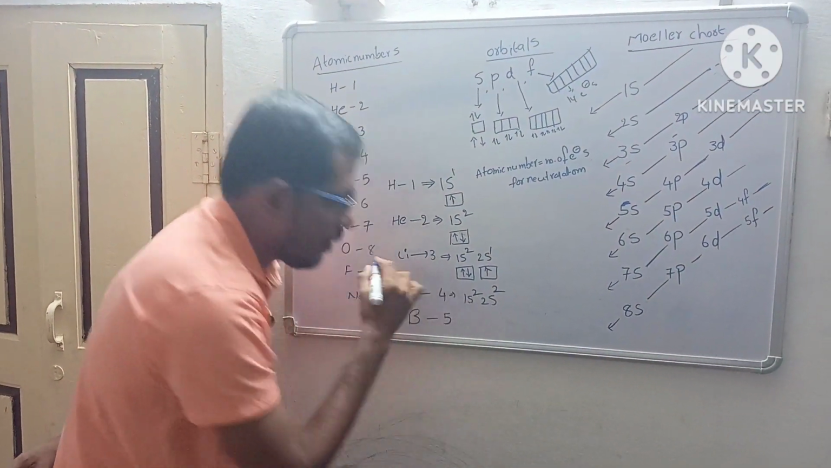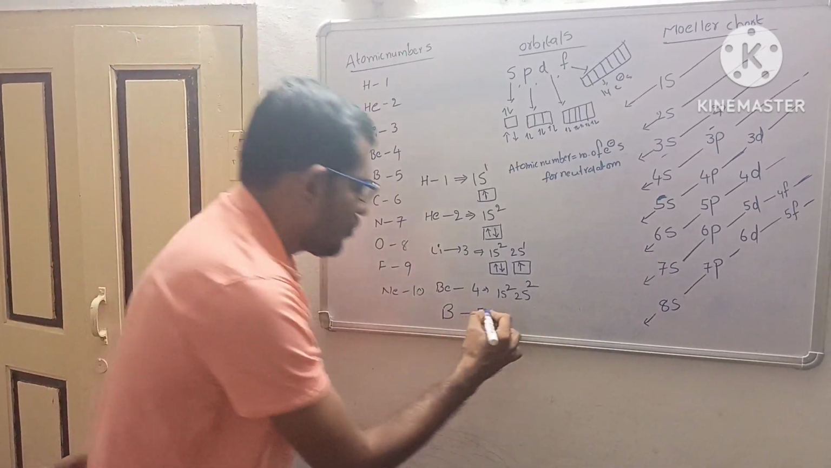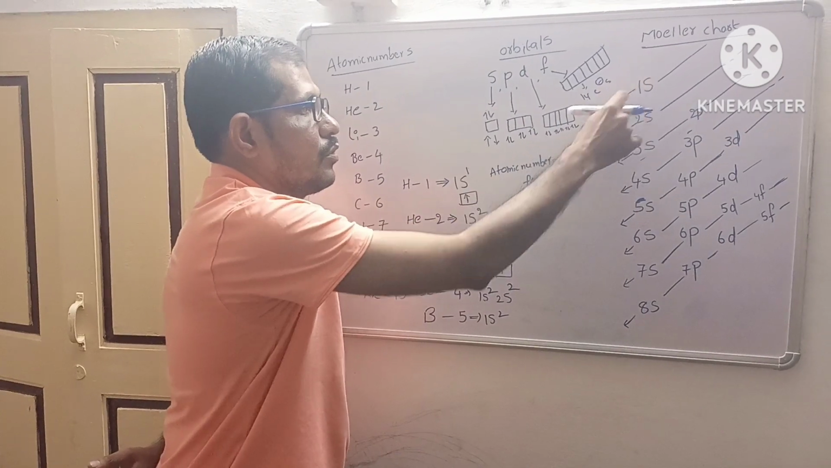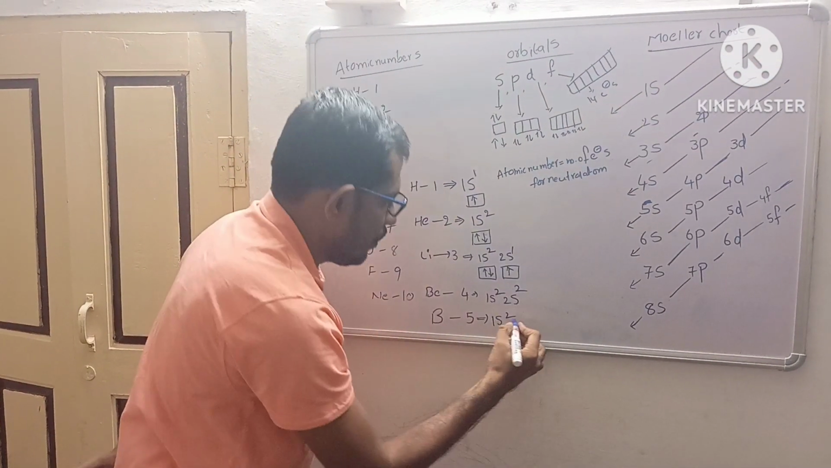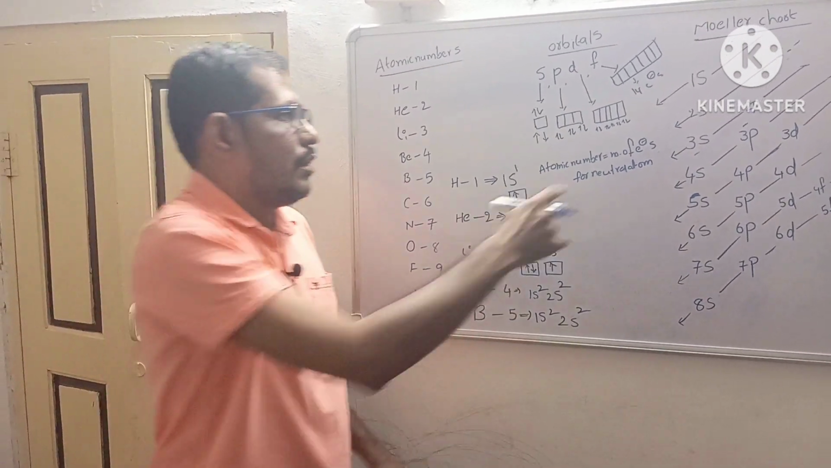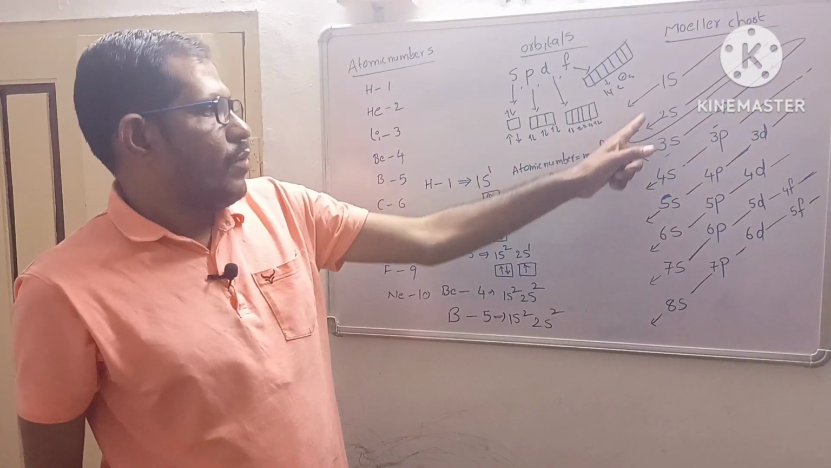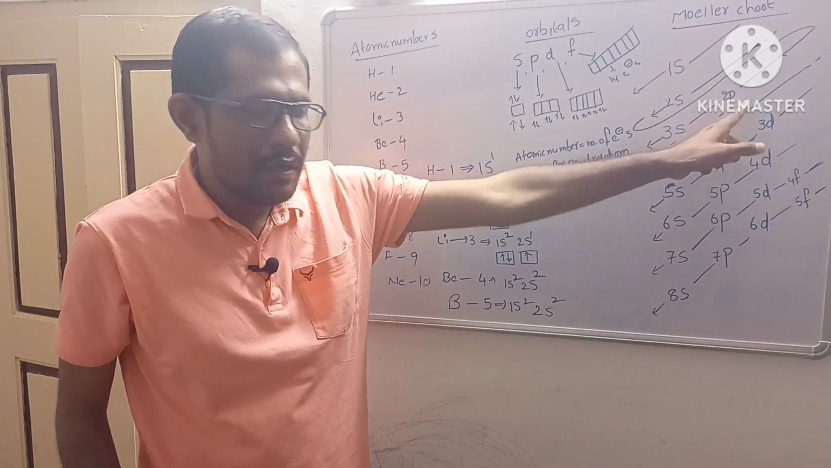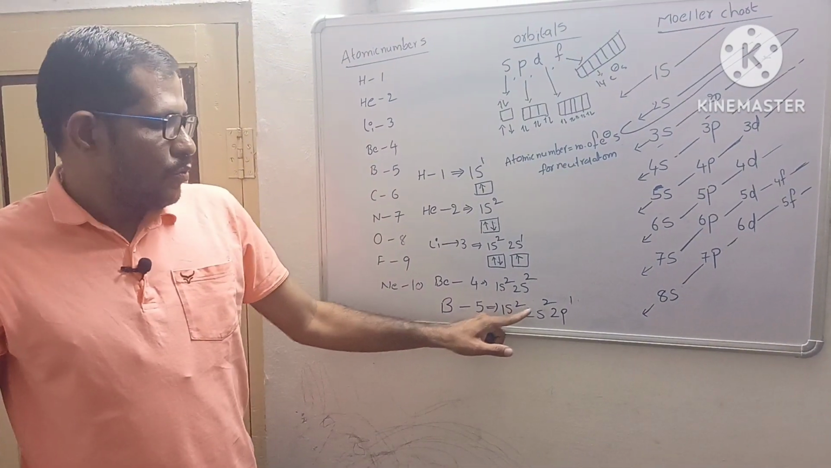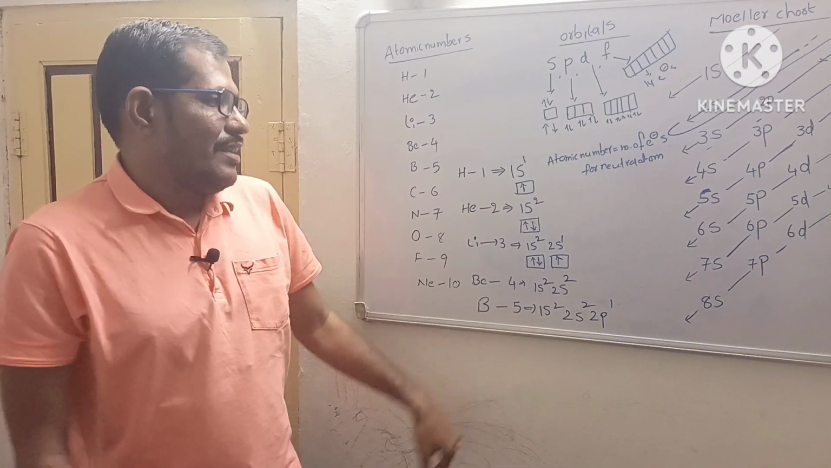Next, coming to boron. Boron atomic number is 5, right? How many electrons are there? 5 electrons. So how will you write? 1s2, next 2s2, right? That is 4 electrons. We need to fill one more electron. What I said, always go this way: 1s, 2s, after that 2p will come. 1s2, 2s2, 2p1. 2, 2, 1 makes 5. So boron contains 5 electrons.